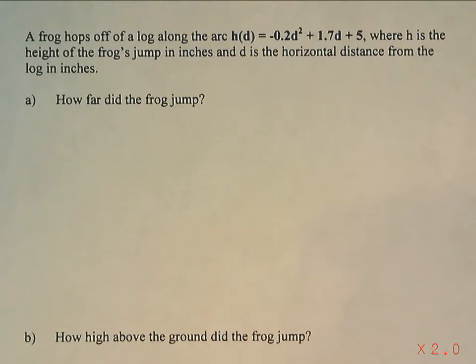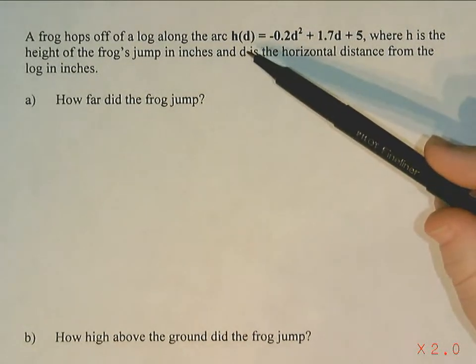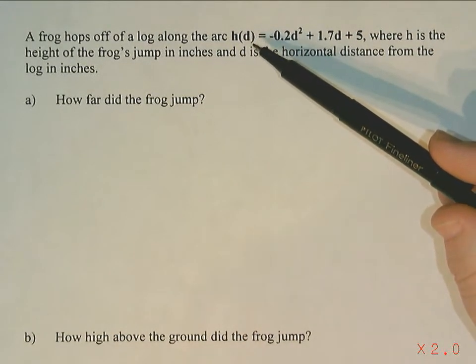We're now going to try an application question using the quadratic formula. Our question here says a frog hops off a log along the arc h(d), and h(d) is just notation. It really just means height. It's something called function notation. We've talked about that before.